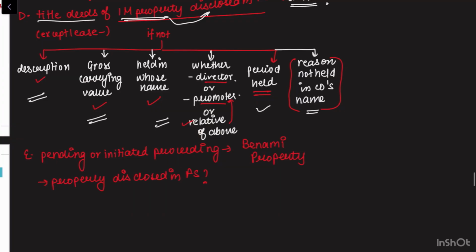Next, the last one, is whether there are any pending or initiated proceedings with regards to Benami properties against the company, and if it has been properly disclosed in the financial statements or not.